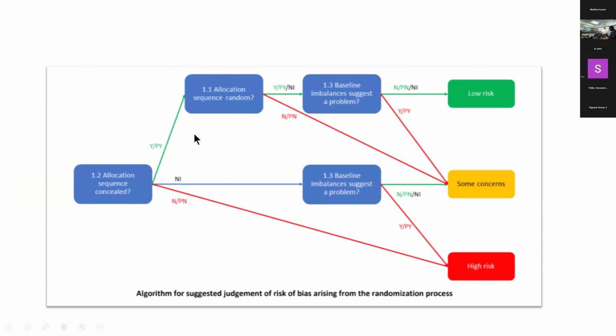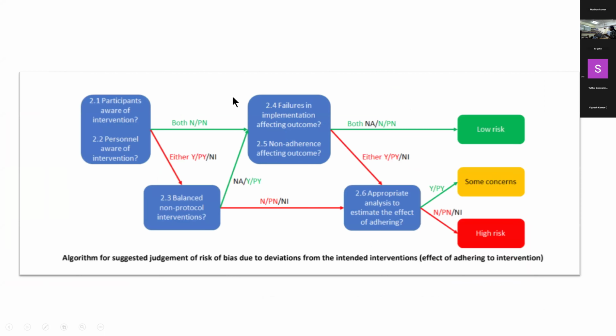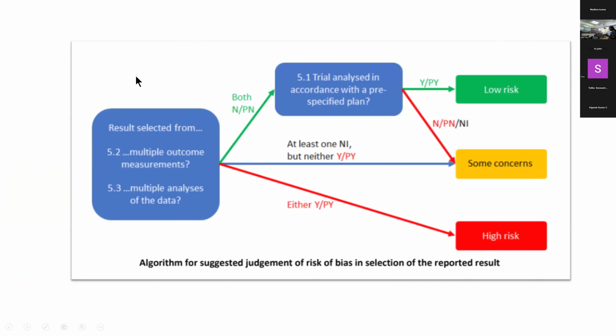So if you look at how it goes, it's a very sequential and very algorithm-based tool. So you have a first question, is the allocation sequence concealed? If yes, the next question is, was the allocation sequence random? If no, you would rate it as some concerns. So you follow these algorithms. So you have this algorithm for all the 5 domains. I will not go into detail of each.